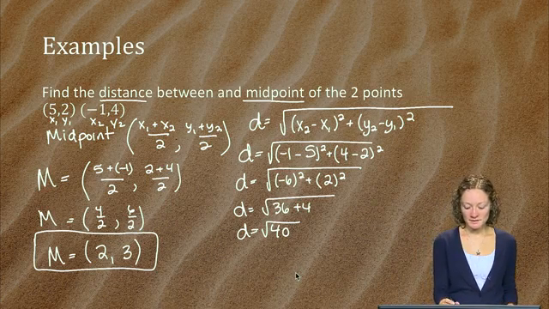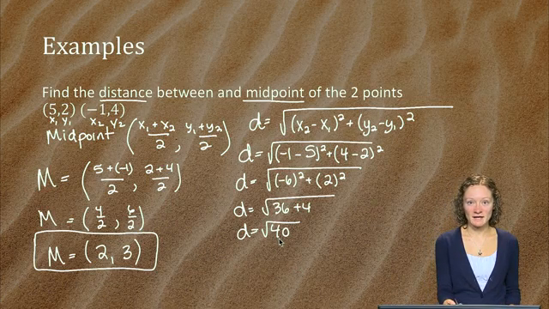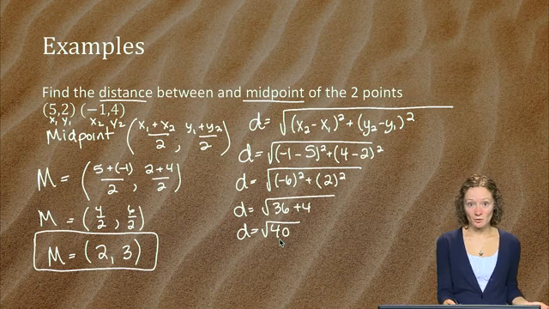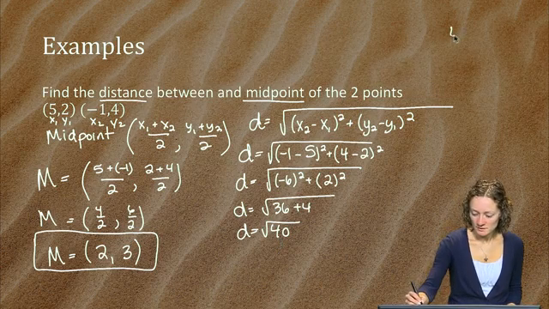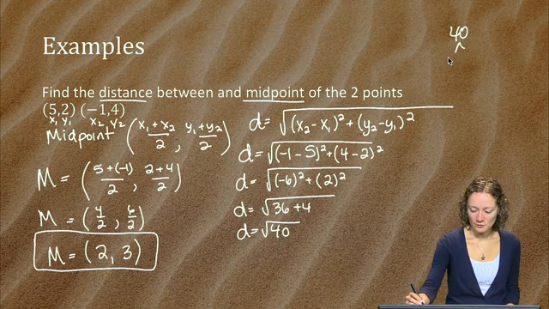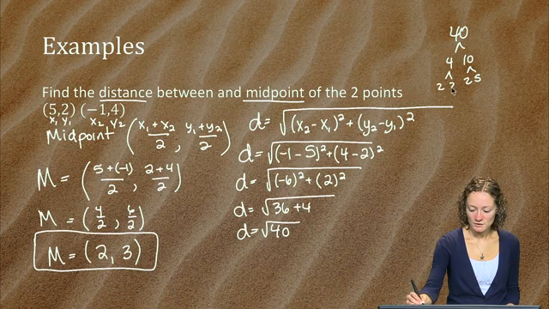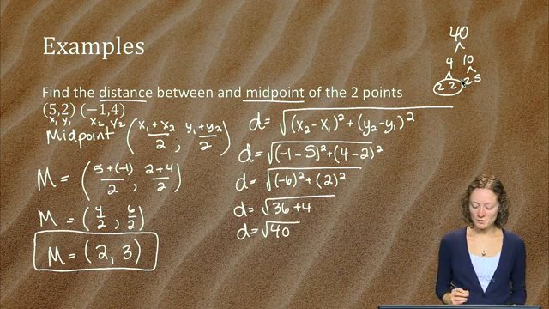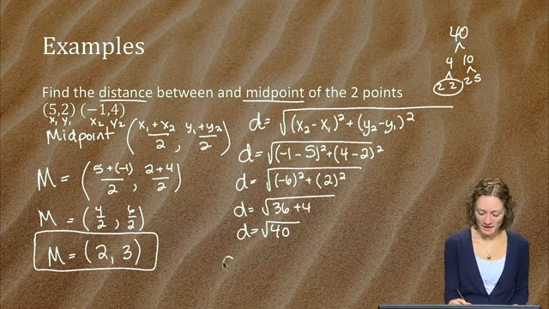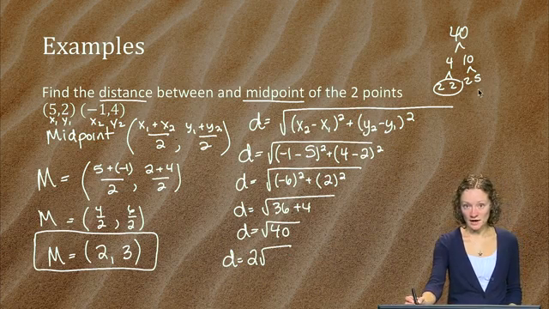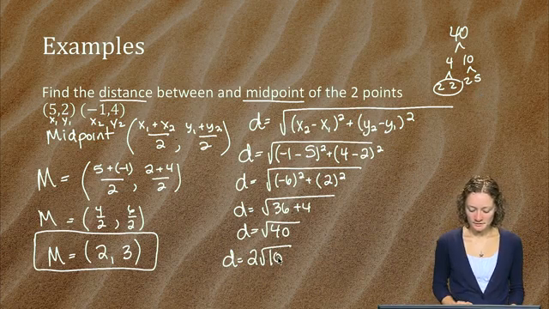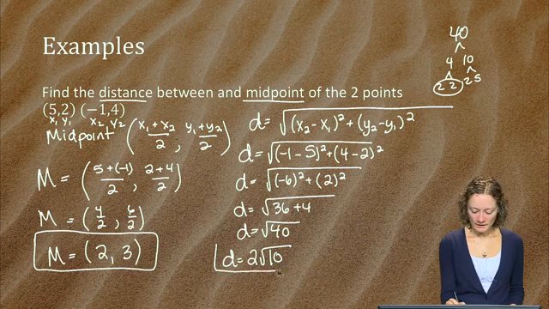But in order for us to simplify this fully, we need to look for any hidden perfect squares or pairs inside 40. So if we break down 40, 4 times 10, 2 times 5, 2 times 2. We have a pair of 2's and a 2 and a 5 left inside. So the 2 comes out. What's left inside is 2 times 5, which is 10. And there is our distance.